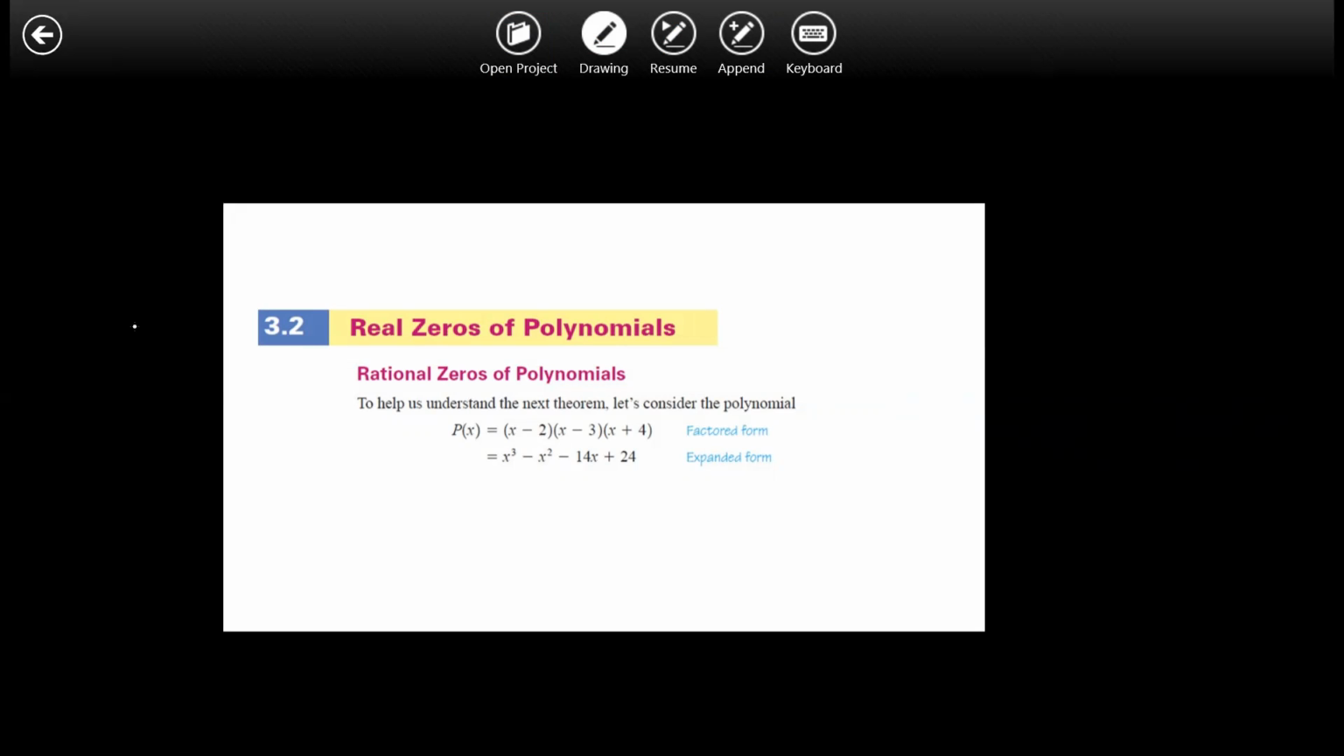The rational zeros of polynomials will help us determine what we can look at to factor and solve, or what values we can use to give us zeros. And that's kind of crucial.